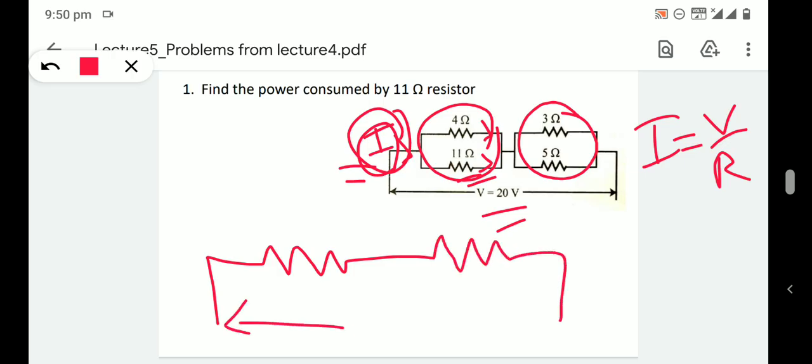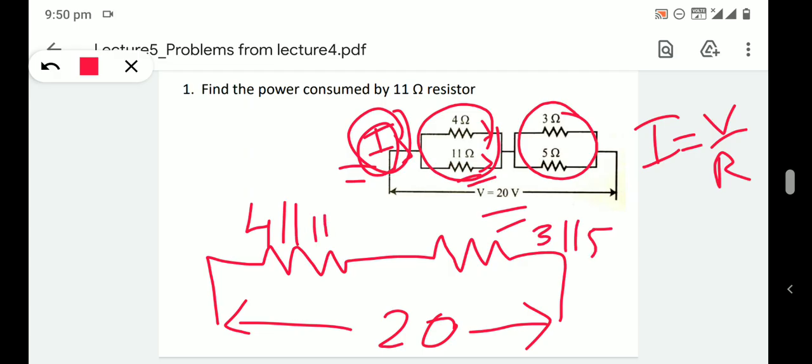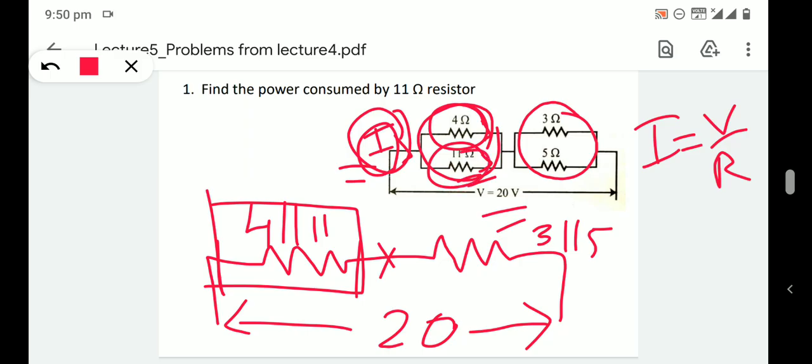Here 20 volt is applied across these two resistors, and this is 4 parallel 11 ohm and this will be 3 parallel 5 ohm. So by using voltage division rule, we can find out the voltage across this resistance, that is the 4 parallel 11 ohm resistance. Whatever the voltage across this resistance, that will be the voltage across the 4 ohm resistance as well as the 11 ohm resistance, because both resistors are in parallel.